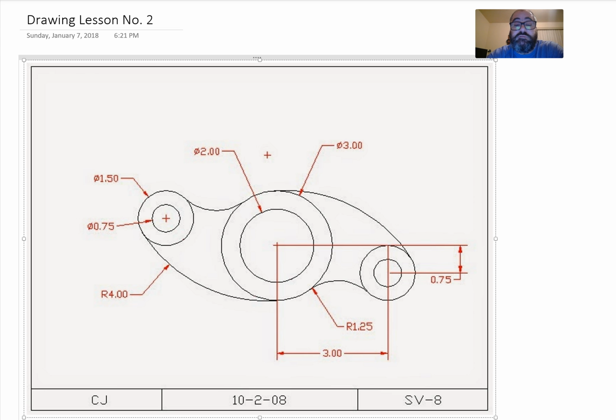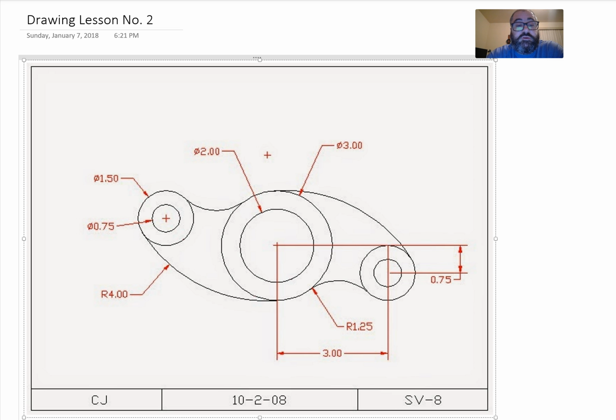I call this one the fidget spinner, though it doesn't look exactly like a fidget spinner. I'll probably have you draw a real fidget spinner in the future, but I call this one the fidget spinner because it looks kind of like one. Anyway, the shape that you're drawing here in the center of the screen.